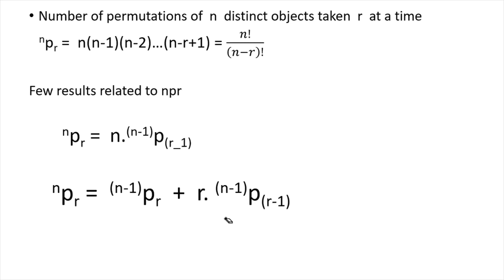Here r times n minus 1 P r minus 1 stands for the number of permutations of n distinct objects taken r at a time which always include a particular object. And n minus 1 P r stands for the number of permutations of n distinct objects taken r at a time which do not contain a particular object. And nPr stands for the number of permutations of n distinct objects taken r at a time. Therefore, the number of permutations of n distinct objects taken r at a time is equal to the number of permutations without that particular object plus the number of permutations with that particular object.